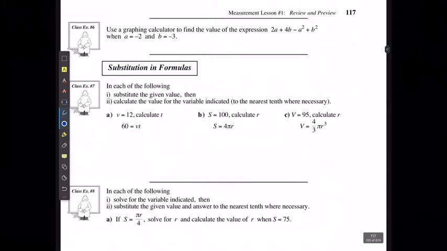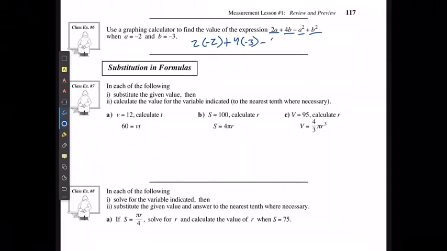All right, for example 6, if I'm going to find the value of this plus this minus this plus this, then that would be the same as 2 bracket negative 2 plus 4 bracket negative 3 minus negative 2 squared plus negative 3 squared. And if you did it correctly, then it's going to give you negative 11.